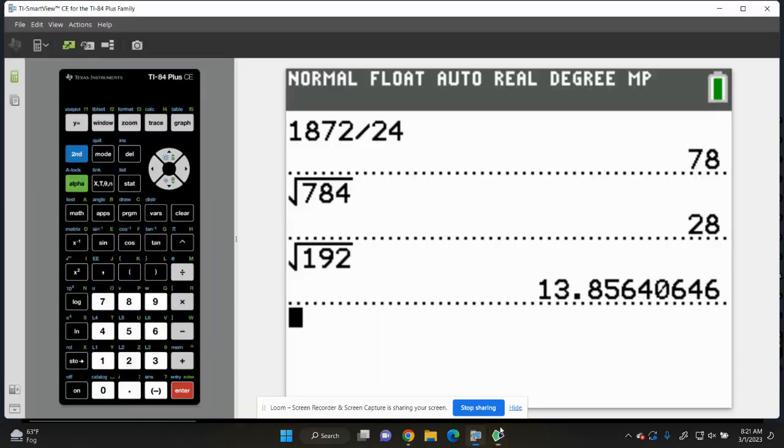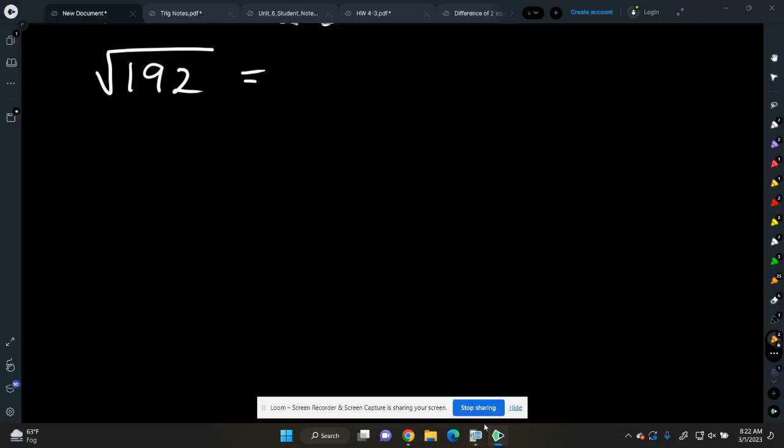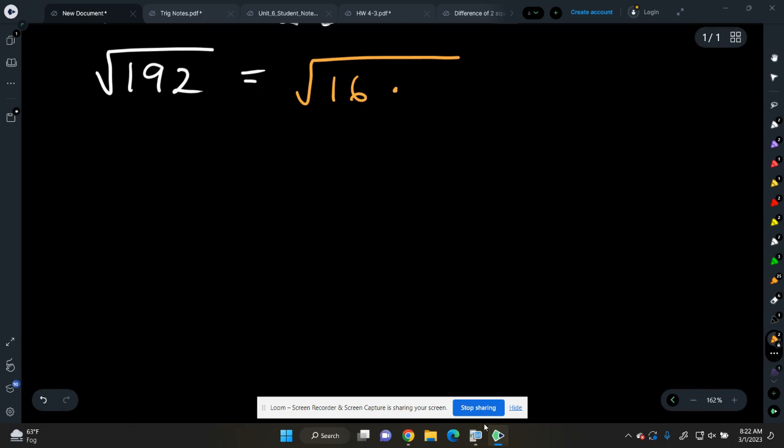Okay, two numbers that multiply to equal 192. All right, so let's do 192 divided by, let's try 16. Honestly, I know it's divisible by 2, so I'm just trying a larger even number. So it is divisible by 16. So this is equal to the square root of 16 times 12.